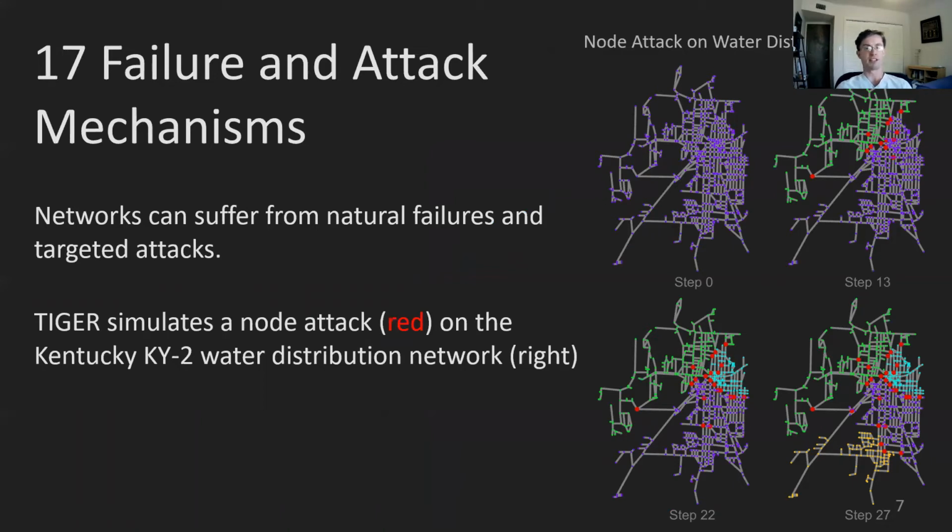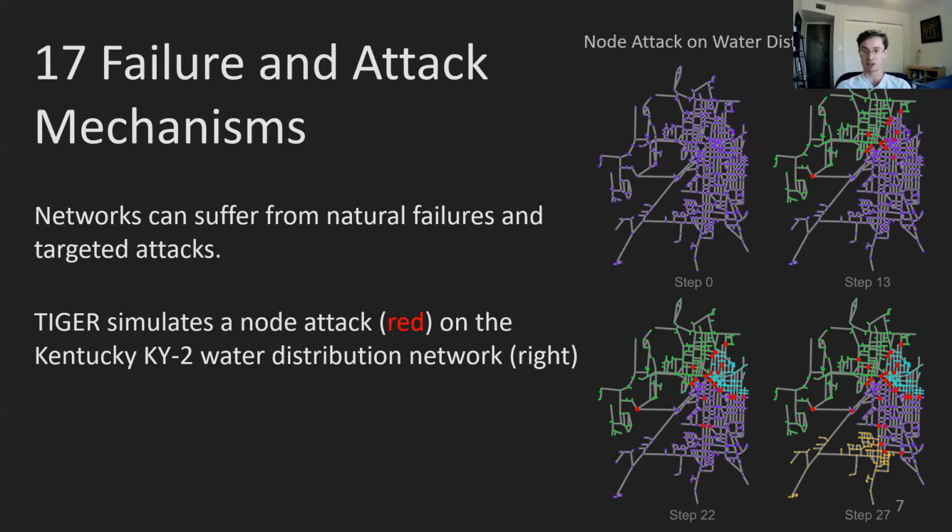We also want to look at the failure and attack mechanisms. Tiger includes 17 failure and attack mechanisms, which you can think of like networks suffering from natural failures and targeted attacks. We also talked about this in the power transmission grid. We'll also show an example here on the right on a water distribution network. Here, we're using Tiger to simulate a node attack, where we're attacking different pumps in the network, which are highlighted in red on the Kentucky KY2 water distribution network. And this is a simulated attack.